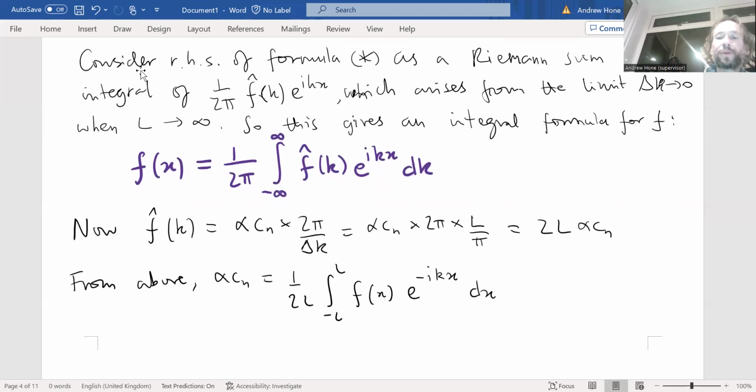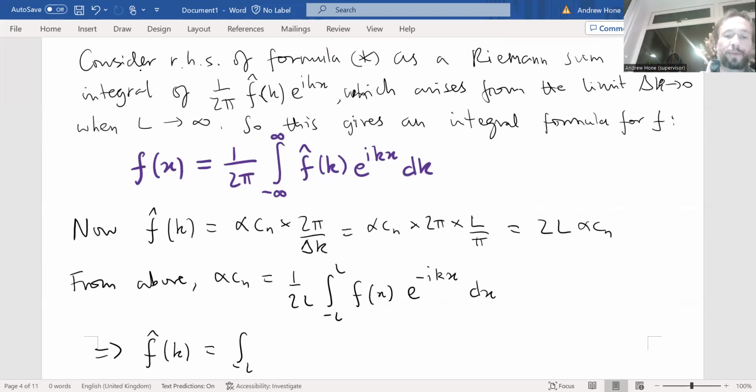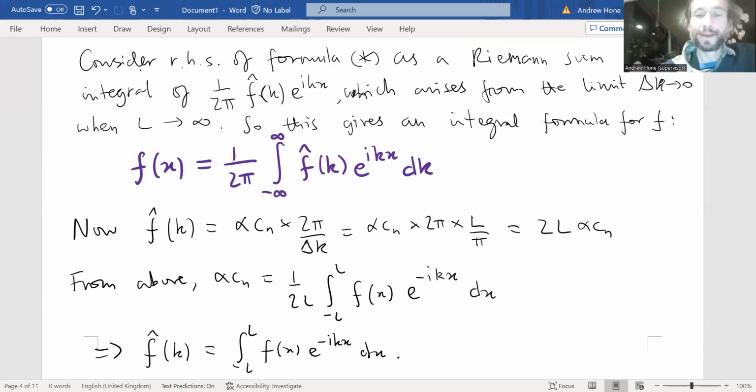So if we multiply through both sides by 2L, we get 2L alpha Cn is just given by this integral from minus L to L. So what that tells us is that f hat k is equal to the integral from minus L to L of f of x times e to the minus ikx dx. And now, this was before we did any limits.